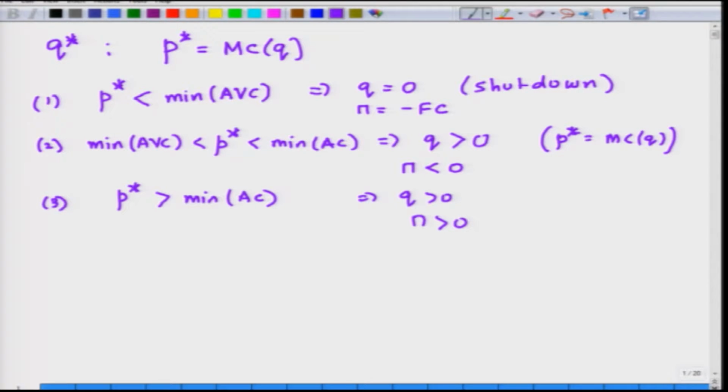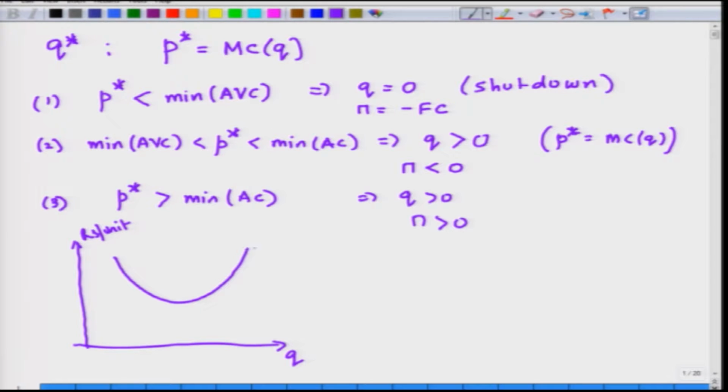So, if we put together these things and look at the supply curve of a perfectly competitive firm, what we have is the following. So, if we have rupees per unit on the y axis, let us say we have an average variable cost curve, which is the U shaped curve. This is the average variable cost curve, and let us say this is the marginal cost curve. Now, we know that the minimum average variable cost corresponds to the shutdown price.